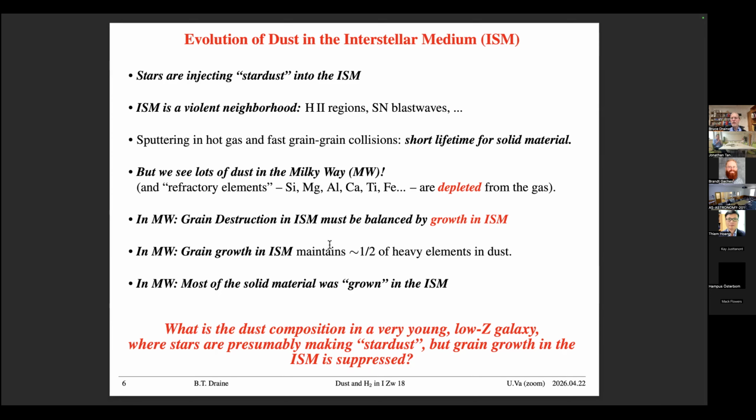So there must be some ability of the interstellar medium to reform solid material. And in my opinion, most of the solid material that we find in our interstellar medium is actually solid material that was grown in the interstellar medium, with a significant but minority contribution of solid material as it came from stars. So that's my take on our interstellar medium today. What is I Zwicky 18 going to look like?